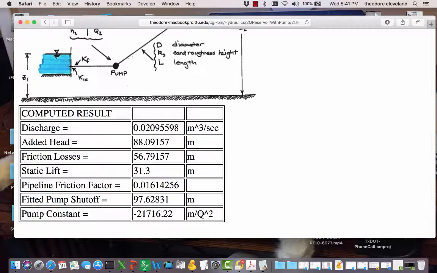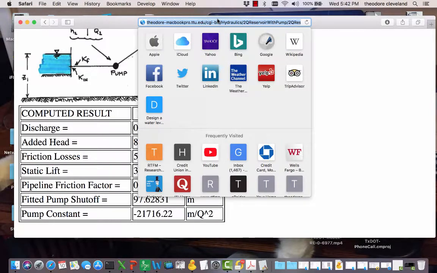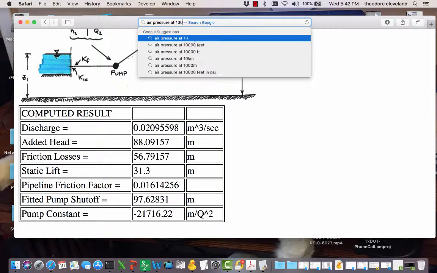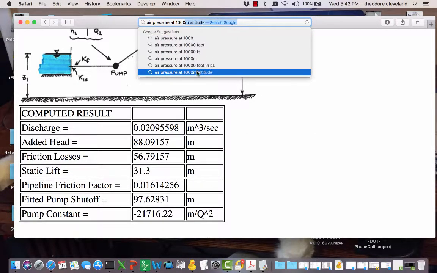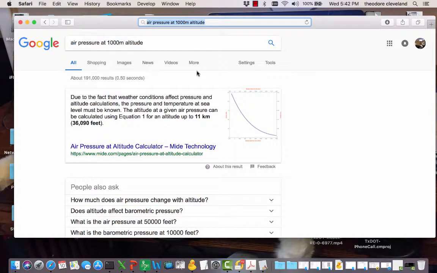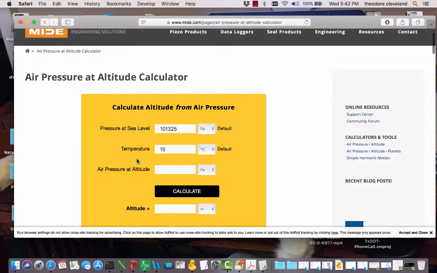And then the last part is the estimation of the net positive suction head available. For net positive suction head available, we have to have the head of the vapor pressure, we have to have head absolute. We'll do head absolute first. Air pressure at 1,000 meters altitude. Hopefully the air pressure calculator will work.